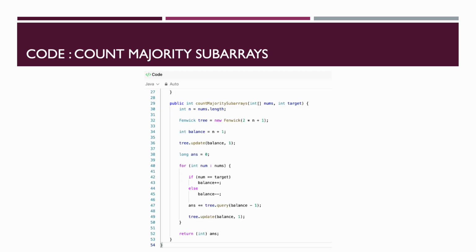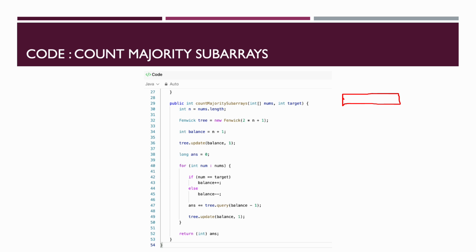Okay. Now this is the code for counting majority subarrays. This is the length of the array n. Now this is the Fenwick tree that we are creating. So why is 2 into n plus 1 the size of the array? Let's say I have an array of size n. So let's say worst case, all of my elements are non-targets.